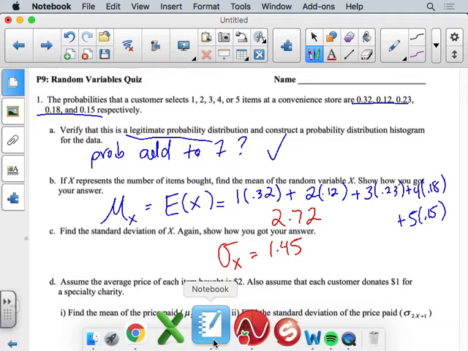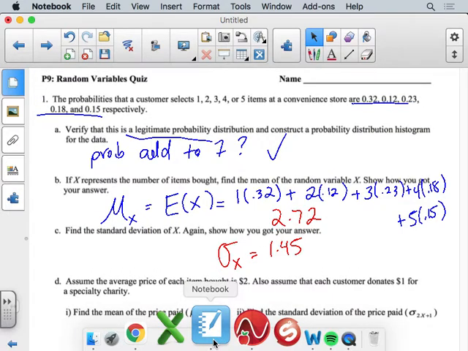So let's just talk about what that means, since we were lost in calculator world there for a little bit. So what this means is 2.72 convenience store items that we get. This just means over a lot of people coming into my convenience store, I expect about 2.7 items bought for one person. So every time I see a person come in my store, they're going to buy about 2.7 items. So this is for the long run. Obviously in the short term, I can't go in there and buy 2.7, but it's just an average in the long run.